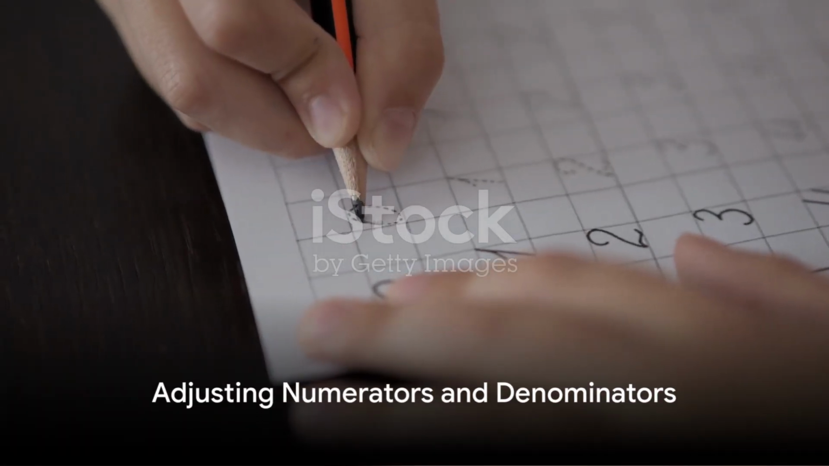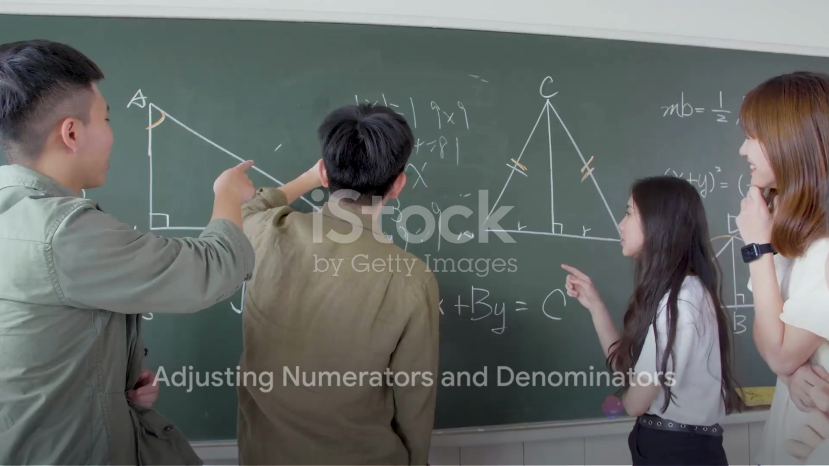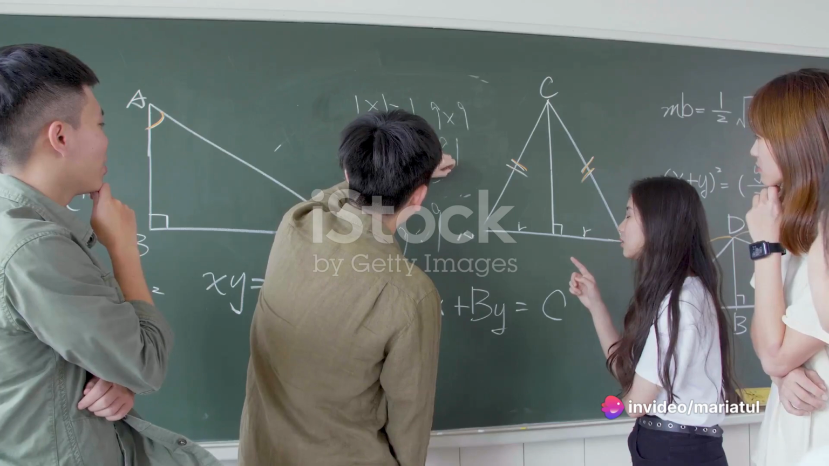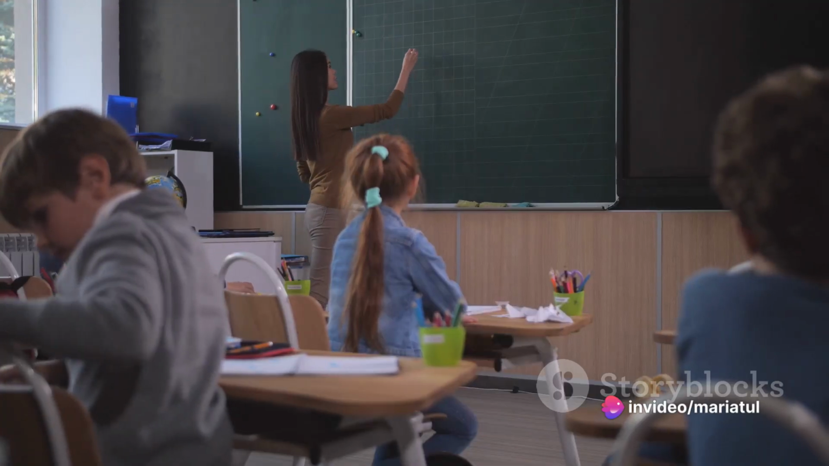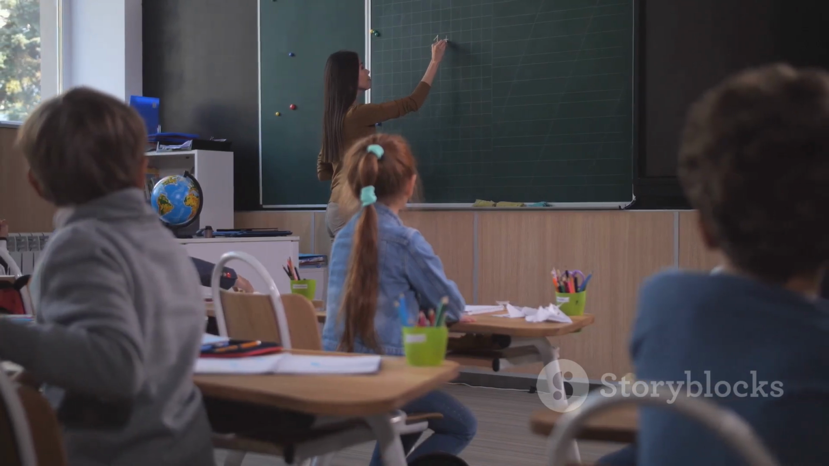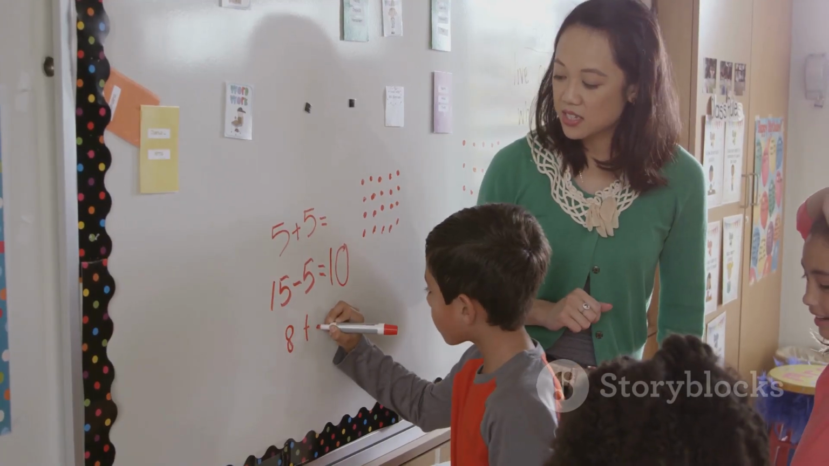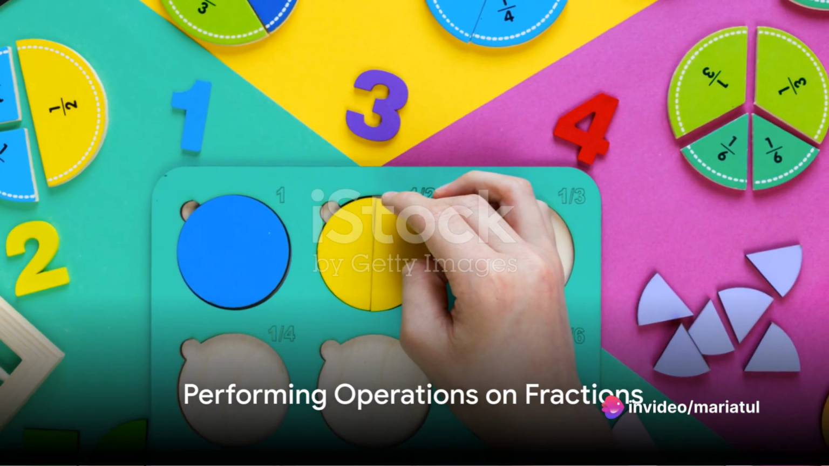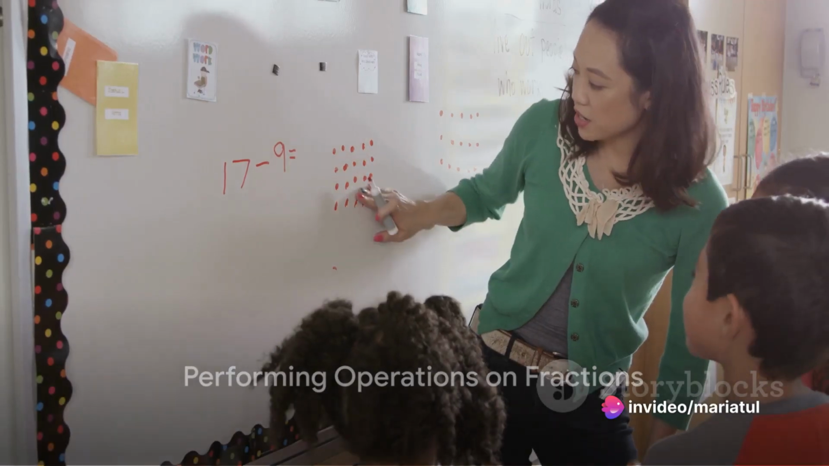Next, adjust the numerators to match the new denominator. You do this by multiplying the numerator by the same number you used to get the common denominator. In our example, the numerator of the first fraction would become 2, 1 multiplied by 2, and the numerator of the second fraction would stay the same, 1 multiplied by 1. Now that you have the same denominators, you can add or subtract the numerators.